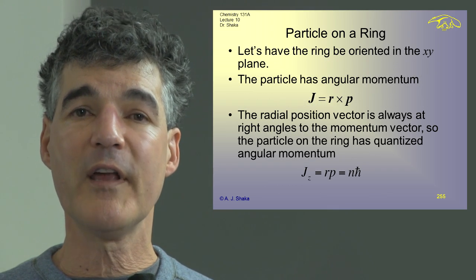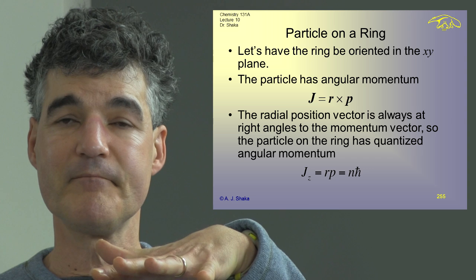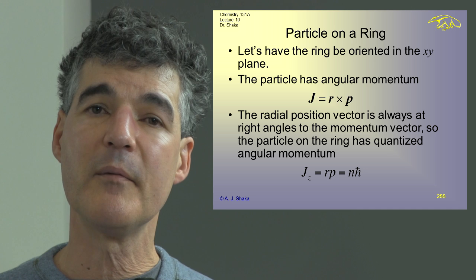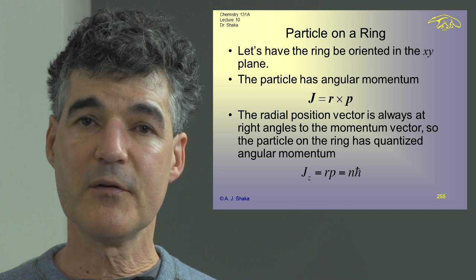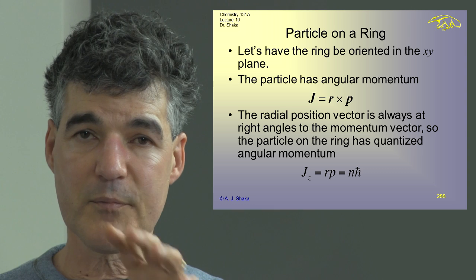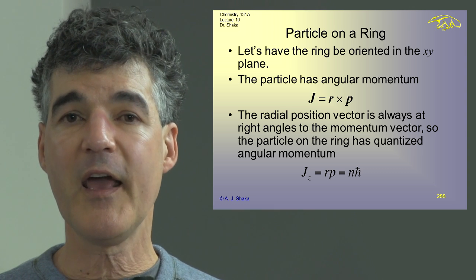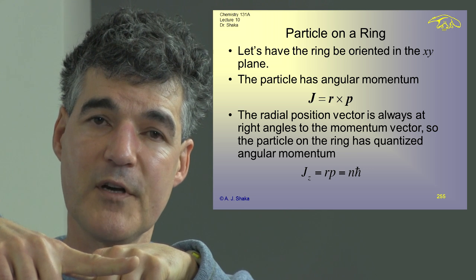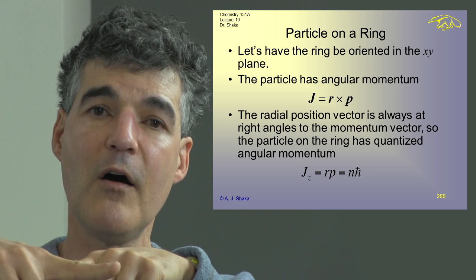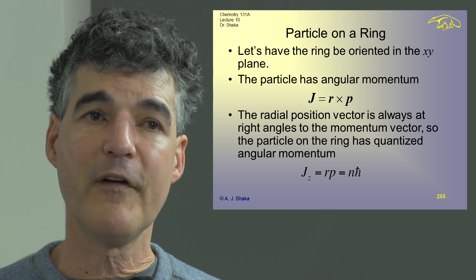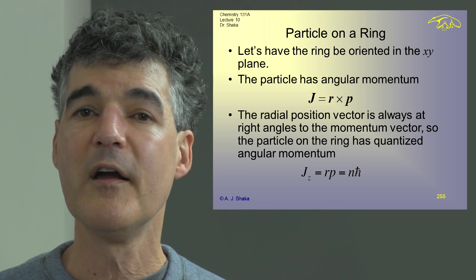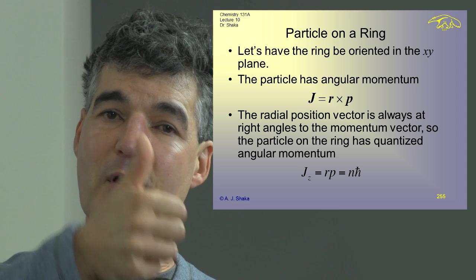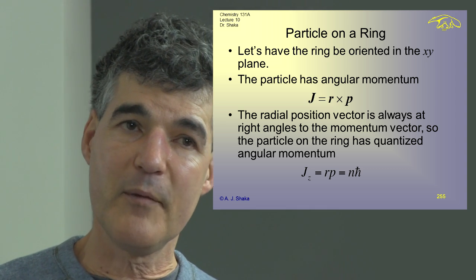Let's have the ring oriented in the xy plane. Then that means that the particle has an angular momentum, vector J, equal to r times the vector cross product of p. In this case, r points to the ring, and p is the way the particle's going. So r and p are always at right angles. And in fact, J is equal to r cross p, which points in the z direction if we've got the particle in the xy plane.